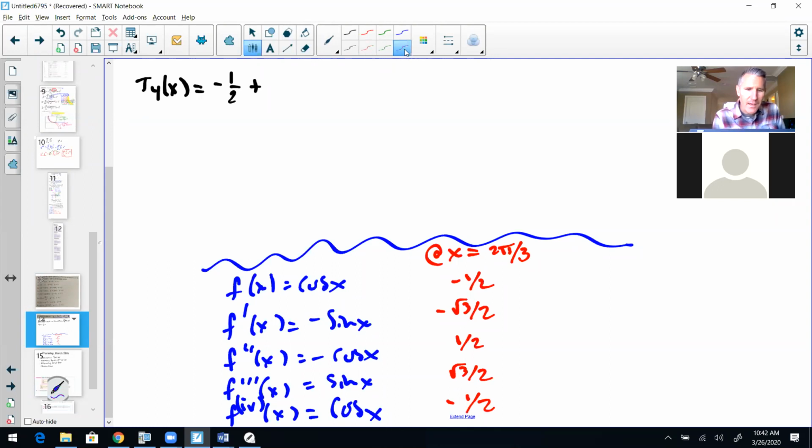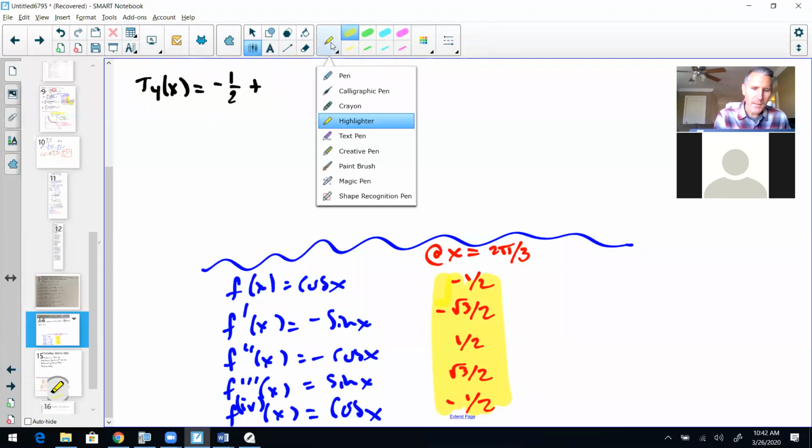So all of these guys right here, which I'll highlight, are the derivatives of the function evaluated at a. So those represent the numerators of the coefficients of the terms in the Taylor series. So going back up to this.